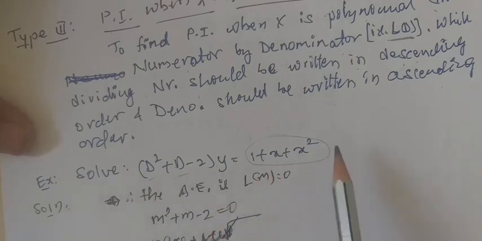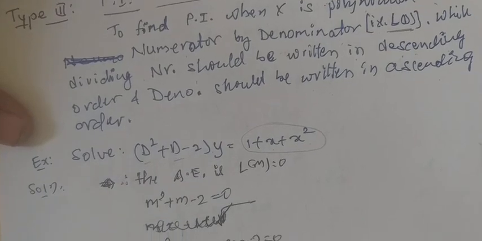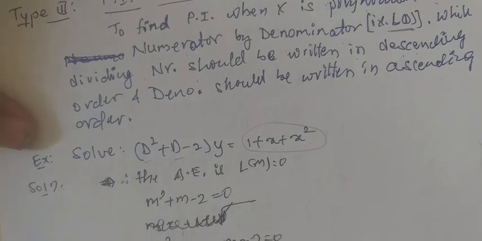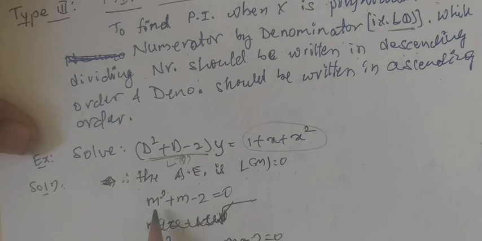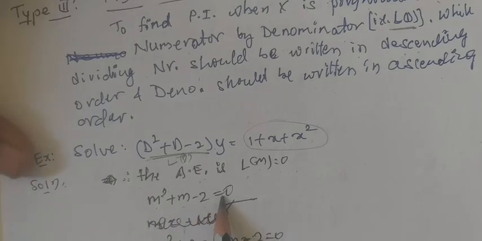The solution is given by y = CF + PI, where CF is the complementary function. Let us first find the complementary function. To find the complementary function, wherever D is there, we put m in L of D. Therefore the auxiliary equation is written as L of m = 0. You can write this as m square + m - 2 = 0.